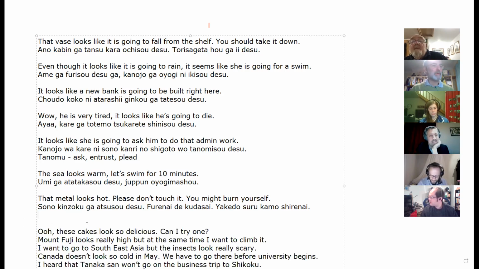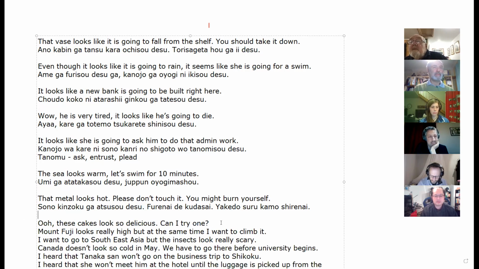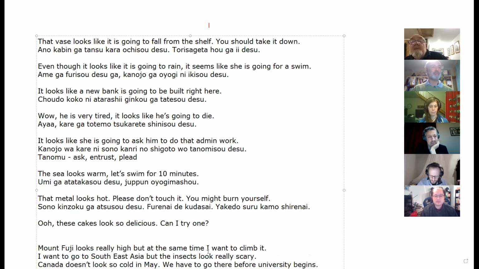Where are we? Joel. These cakes look so delicious. Can I try one? Don't ask me what ooh is. You have to ask somebody else. Kono keki ga oishishou desu. Oishishou desu. Yeah. Can I try one?